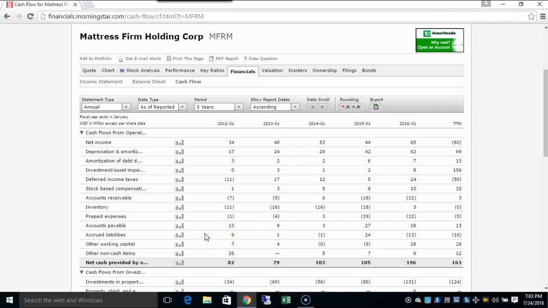Let's go to our current liability section of our balance sheet and review those accounts. Here we have accounts payable, accrued liabilities, other working capital, and they have a segment here, other non-cash items, which they don't disclose in this particular example. Accounts payable increased by $13 million. Therefore, we add that $13 million back to our net income for a cash flow basis.